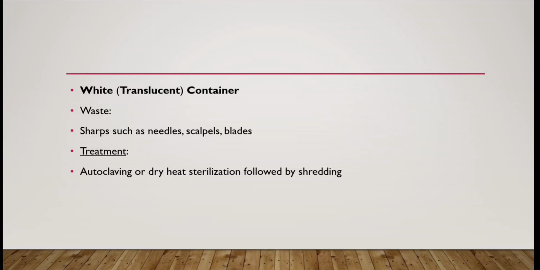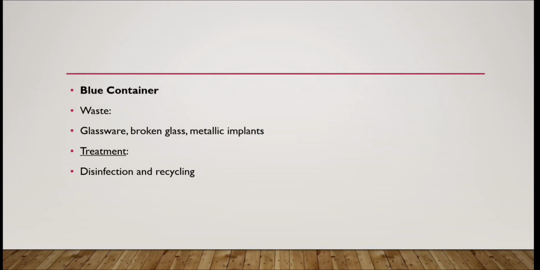In the white container, we put sharps like needles, scalpels, surgical blades and other sharp wastes. The treatment of white container waste is autoclaving or dry heat sterilization followed by shredding. The next, in the blue container, the glasswares, broken glasses, metallic implants, ampules and vials are separated. The treatment of blue container waste is disinfection and recycling.